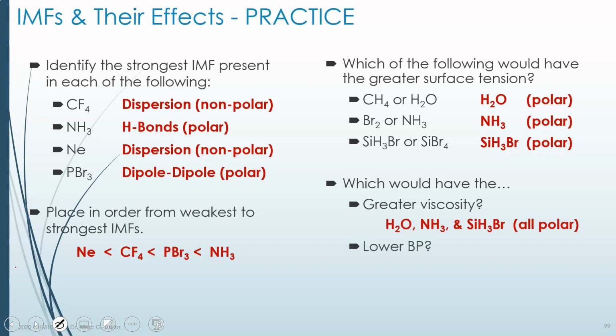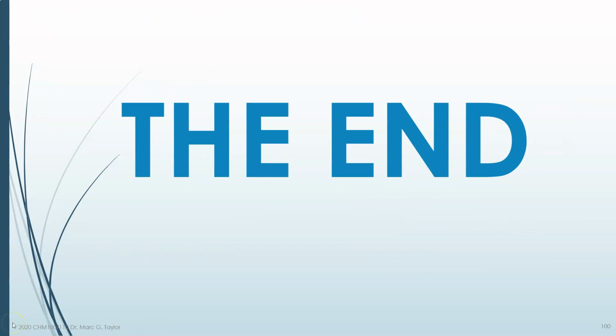And then the last question is, which one has the lower boiling point? Lower boiling point means easier boiling, which means poorer IMFs. Terrible IMFs mean it's easy to boil, it's easy to break apart. So low boiling point means low IMFs, and those would be the exact opposite choices, the methane, the bromine, and the silicon tetrabromide. And these are all nonpolar molecules. They're going to have lower boiling point. And that is the end of Unit 4.